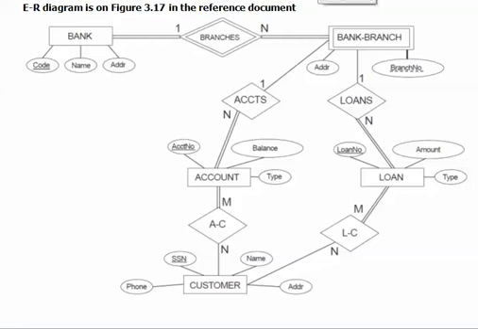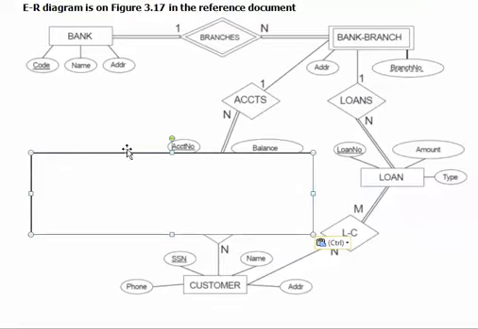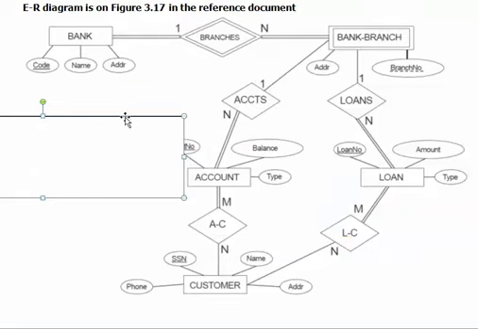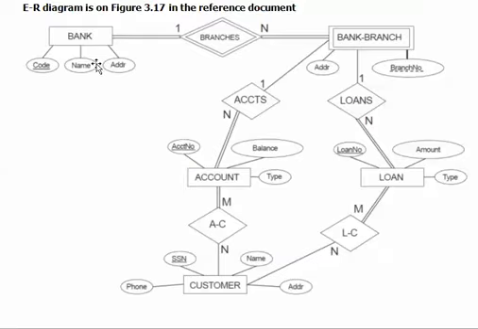Hi, in this tutorial we will practice another transformation of an ER diagram into a set of relations. Again, we give a quick inspection of the diagram. We see here that this corresponds to a bank system that has some branches, and then branches have accounts and loans, and accounts and loans have customers.